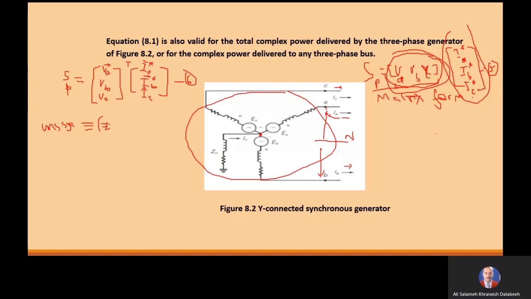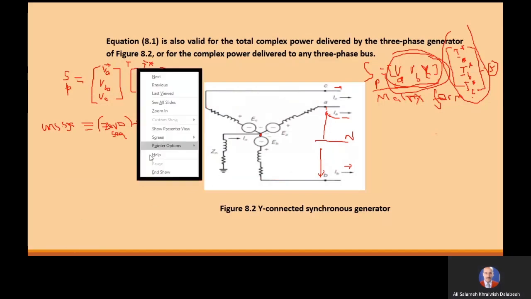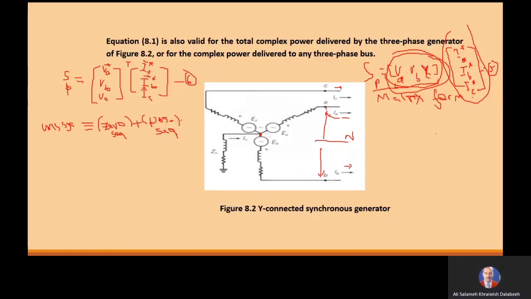The zero sequence system, plus the positive sequence system, plus the negative sequence system. Okay?